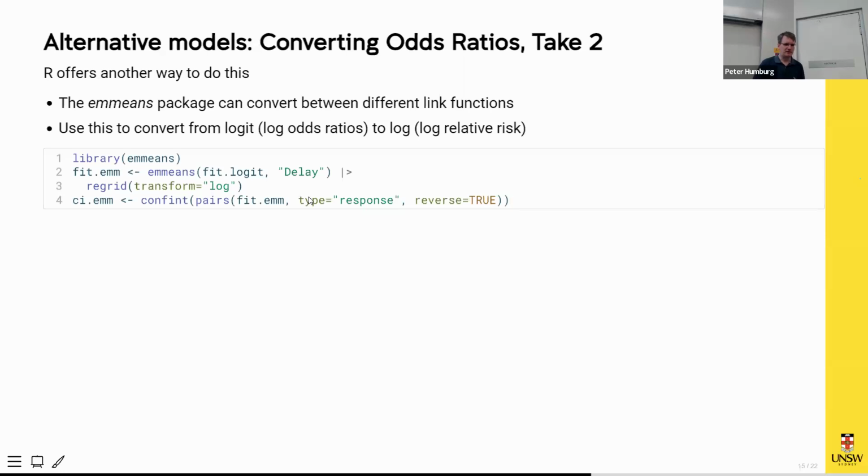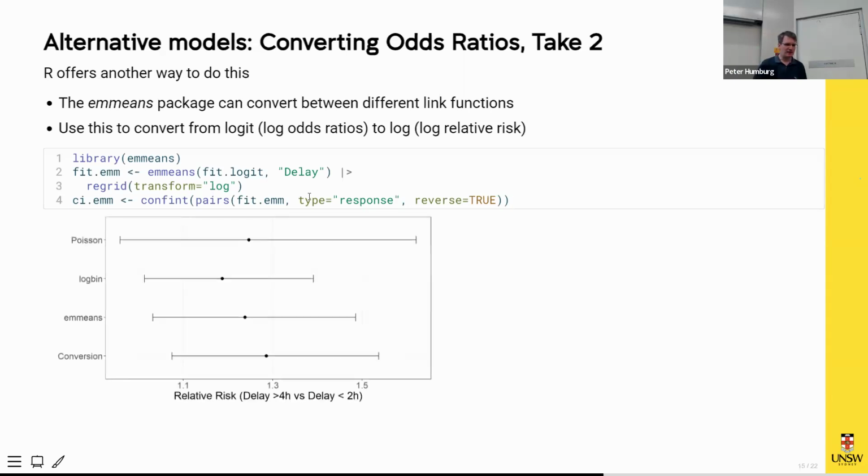And so if you're interested in the R code, here's some example where you use regrid here to do that transformation, basically. And that will then give us yet another estimate of the relative risk with a confidence interval. And so this also works.